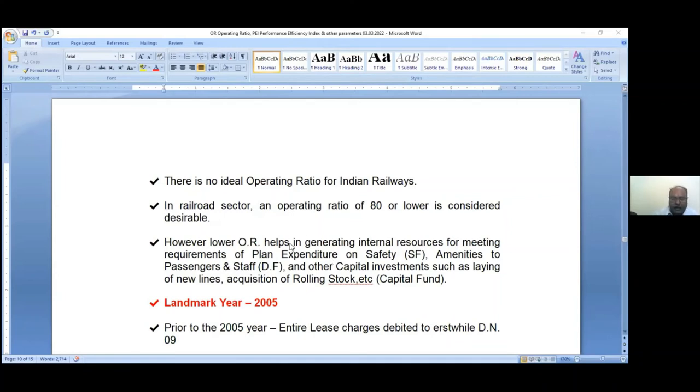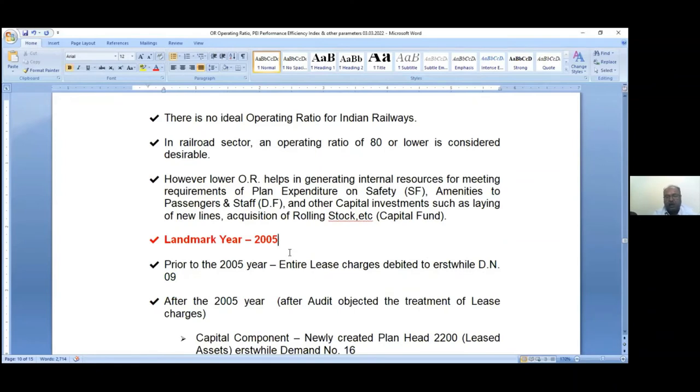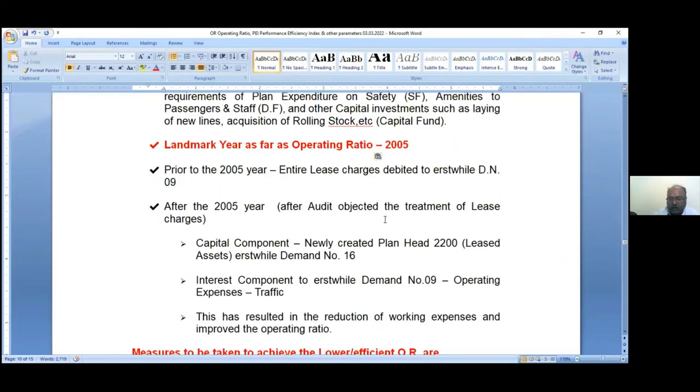The important landmark as far as operating ratio is concerned is 2005. Why? Because prior to 2005, the lease charges we pay to IRFC were accounted entirely under demand number 9. That means it is a part of ordinary working expenses.